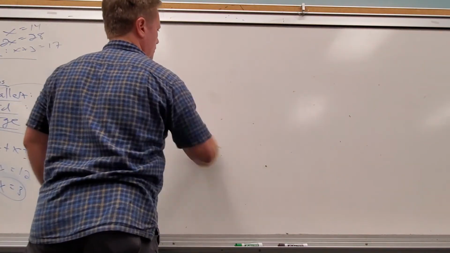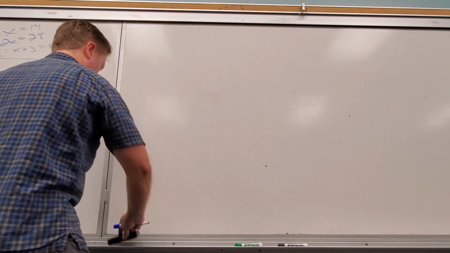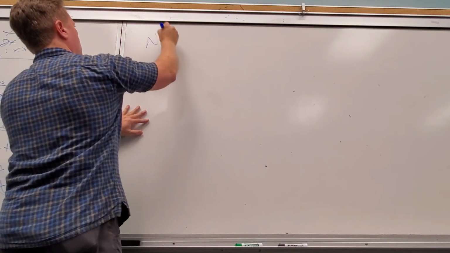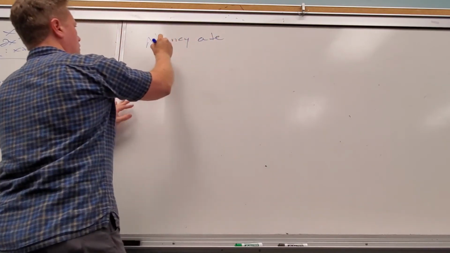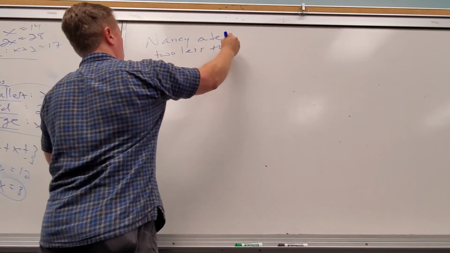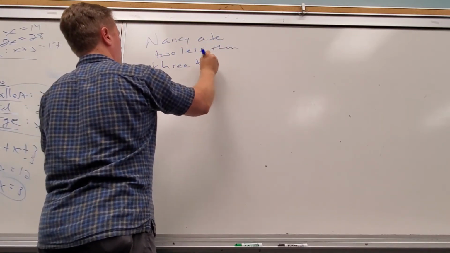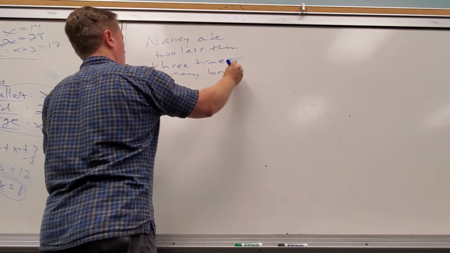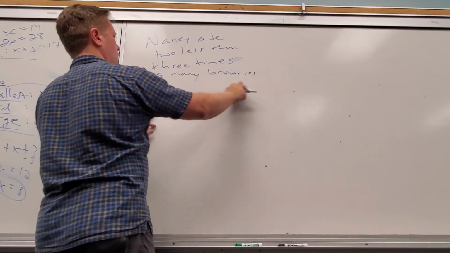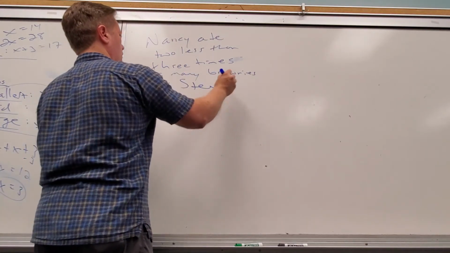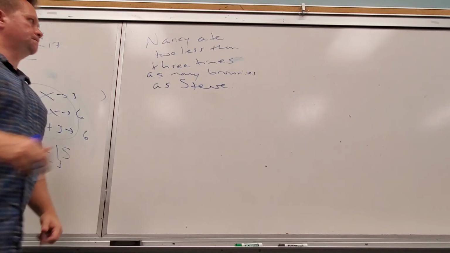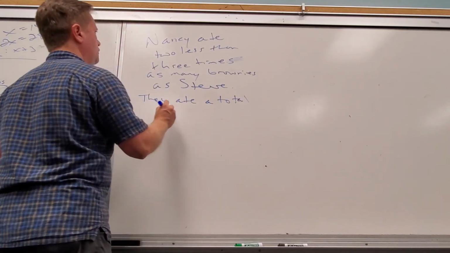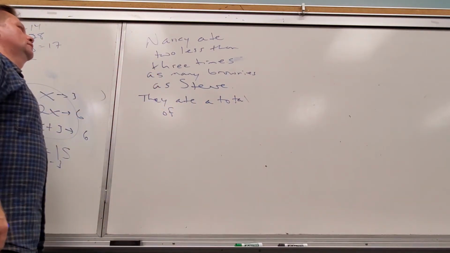Let's do a different type. Let's see. Yeah, let's do that one. Nancy ate 2 less than 3 times as many brownies as Steve. Nancy and Steve ate a total of what? 28? Actually, maybe 18.